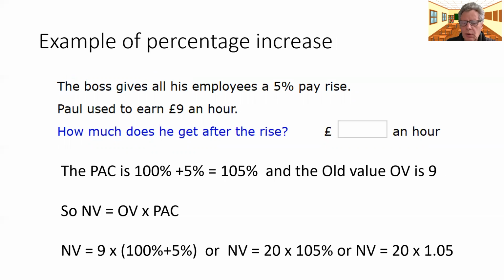Or we can do 9 times 105%. Or we can do 9 times 1.05. I don't mind which way you do it. But again, I would recommend that once you decide how you're going to put the information into your calculator, you stick to one particular method.